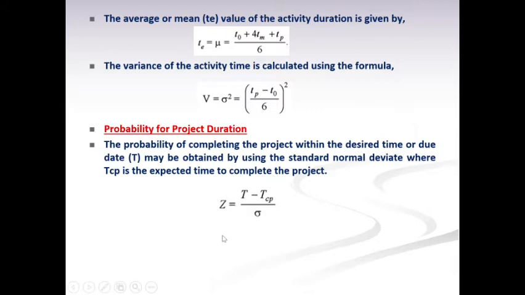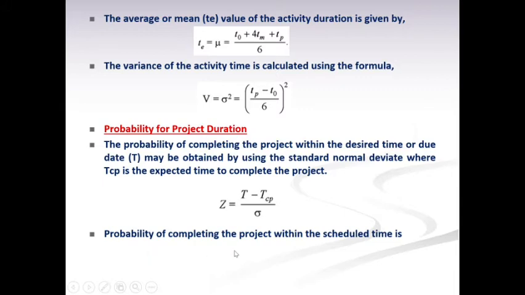After calculating this Z value, we have to calculate the probability of completing the project within the scheduled time by using the normal distribution table. From this normal distribution table, by having this Z value, we have to take the probability of completing the particular project within the scheduled time. This is how we are going to solve the PERT model.